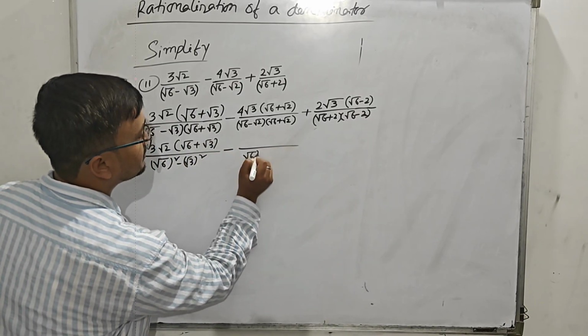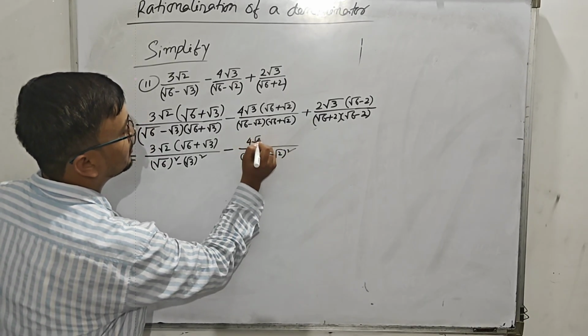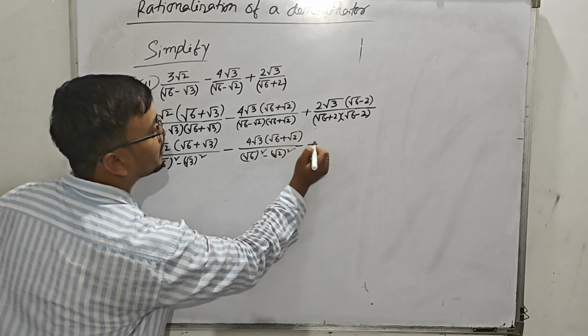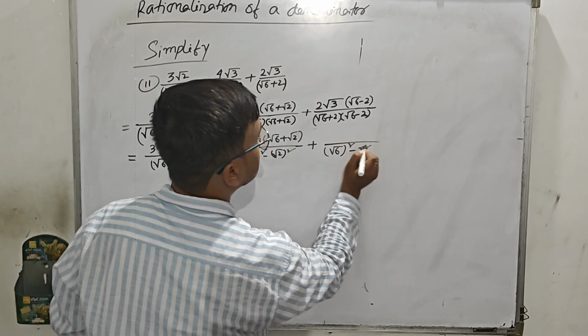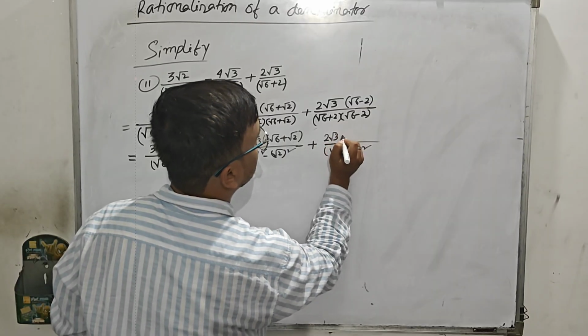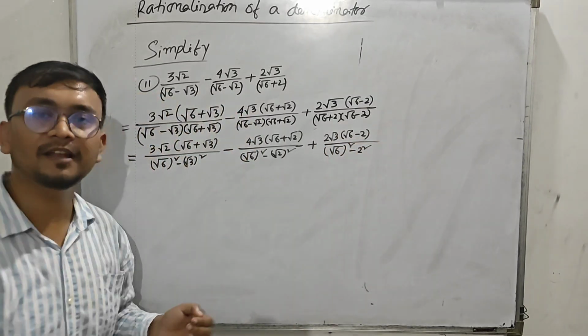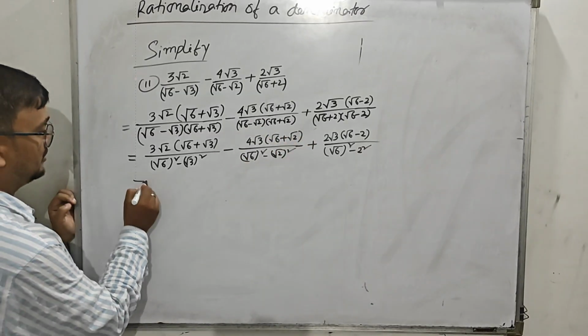A square minus b square, root 6 plus root 2. This is a square minus b square. I'm keeping it as it is. Let me see what can be done. Maybe this term will be cancelled in the next steps.